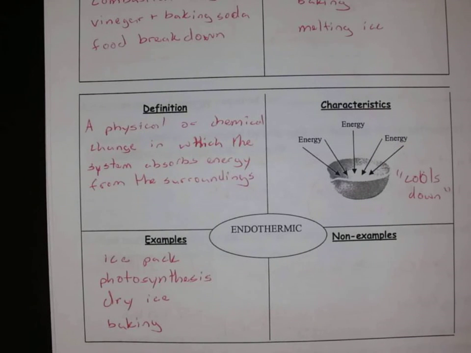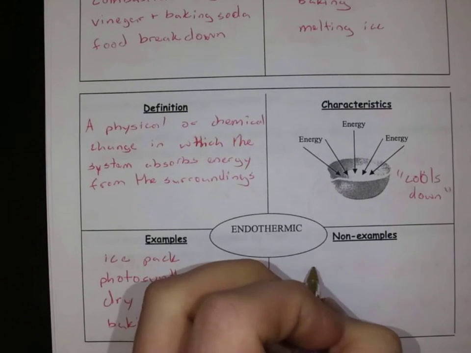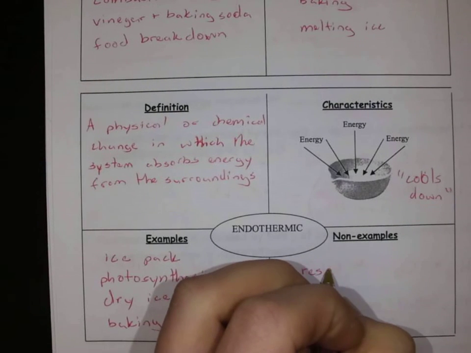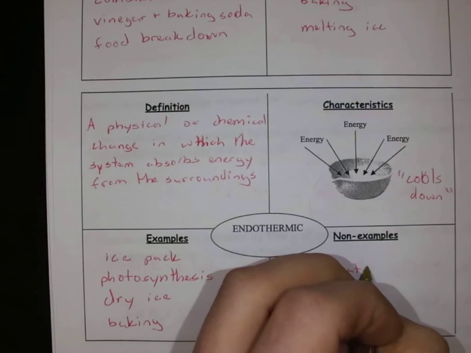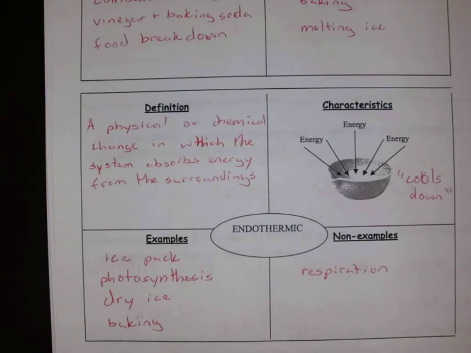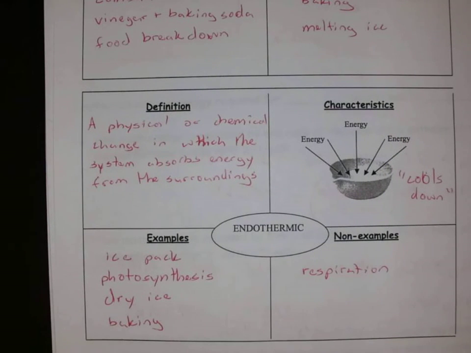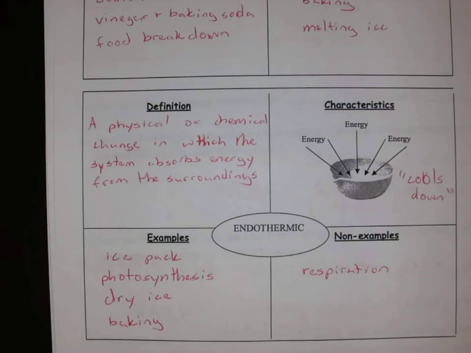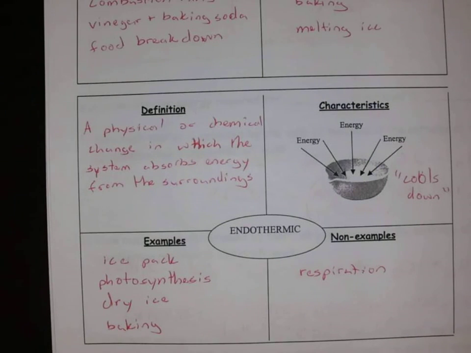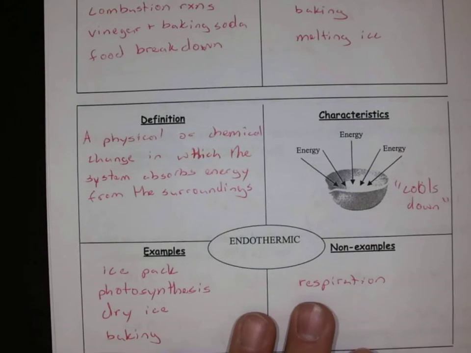So some non-examples, again, these would be all of our exothermic examples up above, but some other non-examples. If photosynthesis absorbs energy, respiration, which is kind of the opposite, is going to release energy. So it is not an endothermic process, okay? So this would be a non-example, right? So we should be able to come up with some other ones as well, okay? All right.